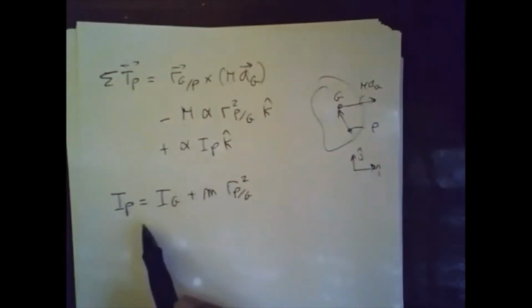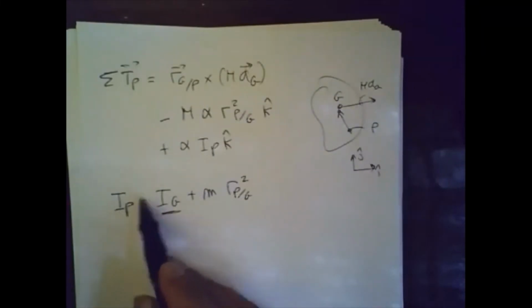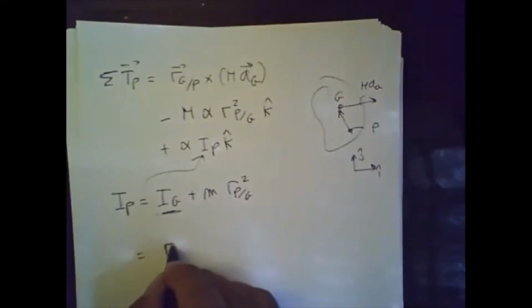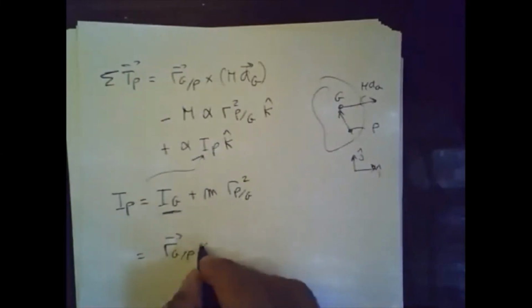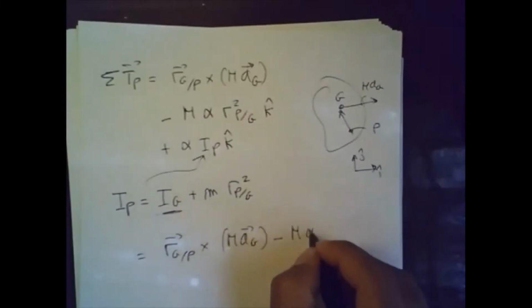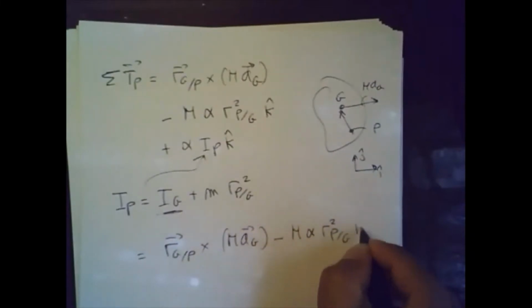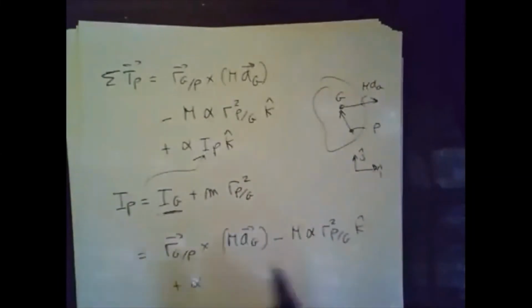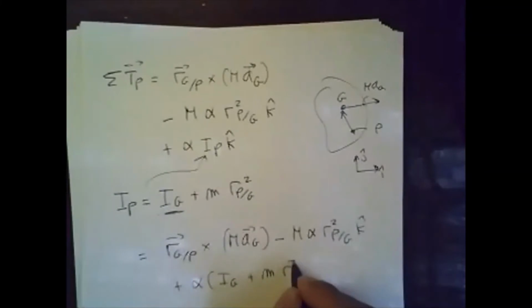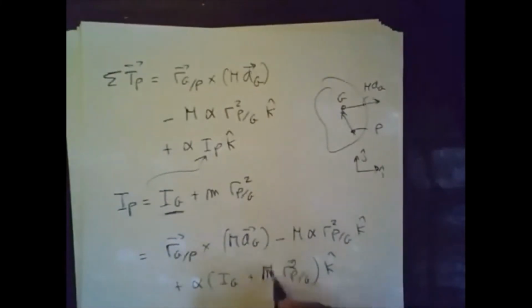You guys agree, right? And most of the time, the table will actually give you IG. So I want to take this and write it here and see what happens. I'm going to end up with R_G with respect to P cross (m a_G minus m alpha) K plus alpha I_P. What is I_P? It is I_G plus m R squared, P with respect to G, in the K direction. And by the way, this mass is capital M, right?